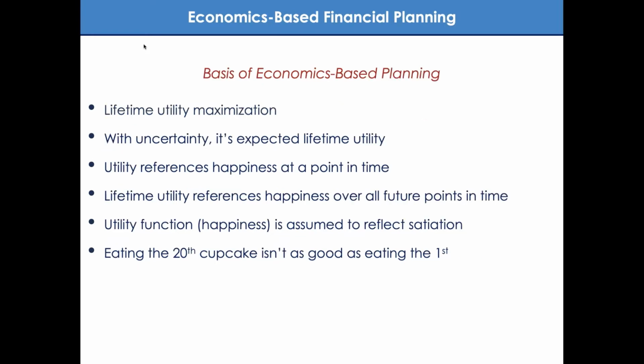And the basis of economics-based planning, as I talked about a bit last time, is what we call lifetime utility maximization. In a context of uncertainty, which I'm going to leave out today and talk about in the next webinar, we're focused on maximizing expected lifetime utility. Utility is just a different word for happiness, and it refers to happiness at a point in time. Lifetime utility refers to happiness over all future points in time. Usually economists are focused on happiness over a year, and then lifetime happiness is lifetime utility, which is happiness over all future years, current year and future years together.